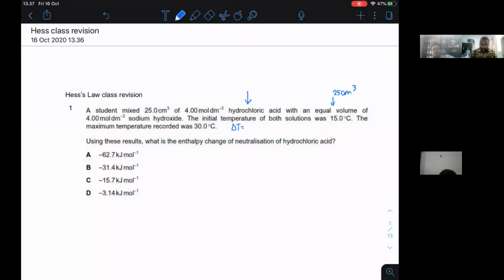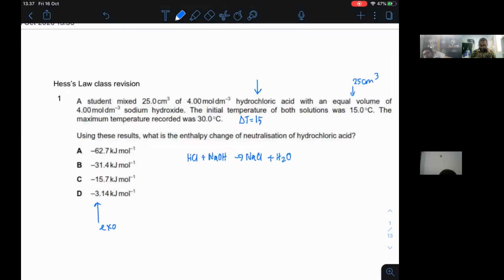It's going to be 15. So this reaction is exothermic. You can see everything is going to be negative over there. Here I want to calculate the enthalpy change of neutralization. HCl plus NaOH gives me NaCl plus H2O. That is the reaction, and it's balanced.